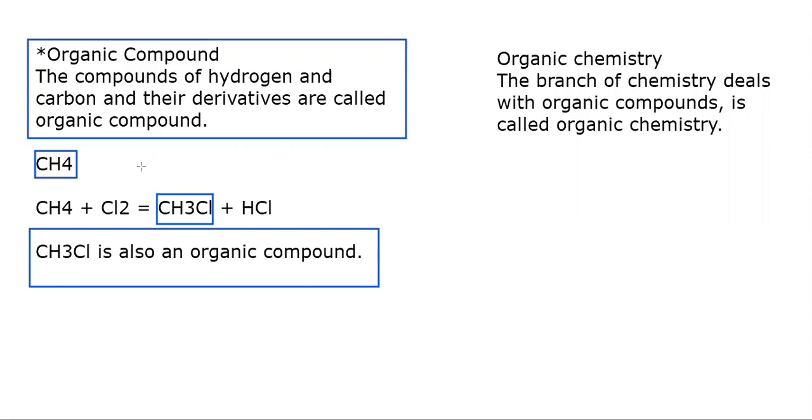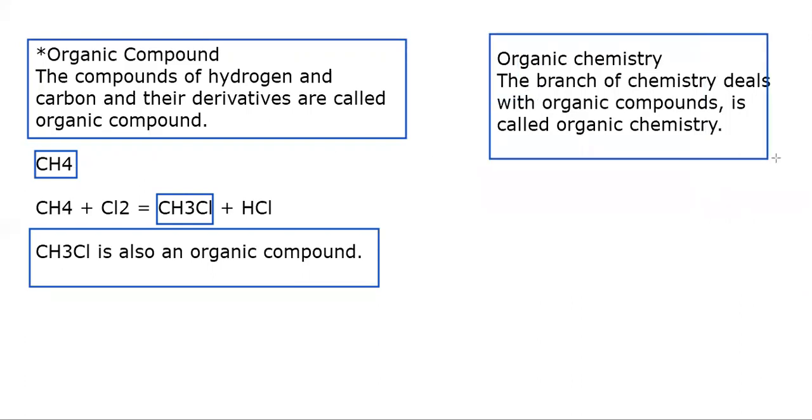Now the question is, what is organic chemistry? The definition of organic chemistry is simple. The branch of chemistry which deals with organic compounds is called organic chemistry, just as easy as that. So this is the introduction of organic compounds. We will discuss the other topics later.